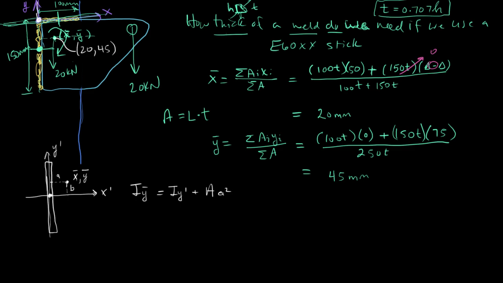So this is for Iy, and for Iy we have to look at the distance from that y coordinate. If we wanted to find Ix bar, we would find Ix prime plus A d squared. So that's how we would use the parallel axis theorem.